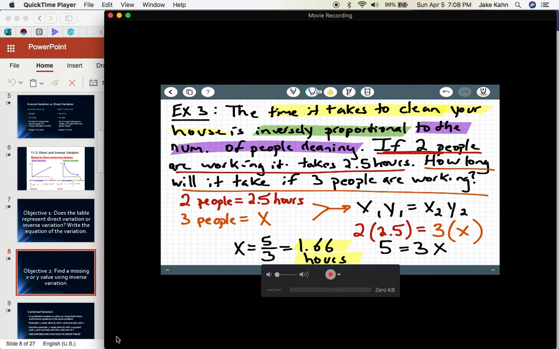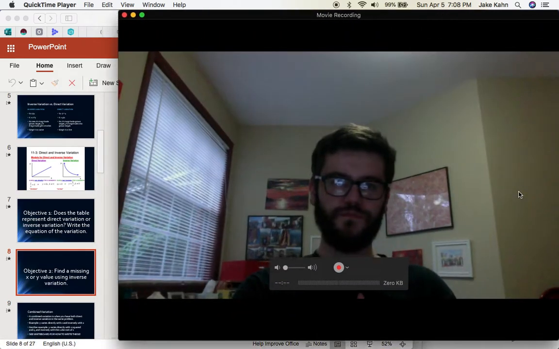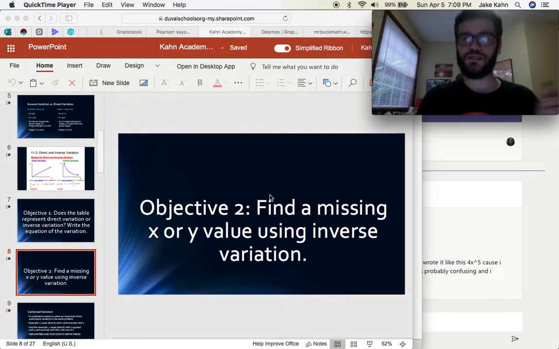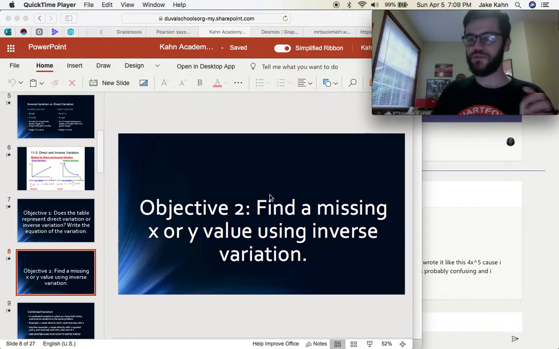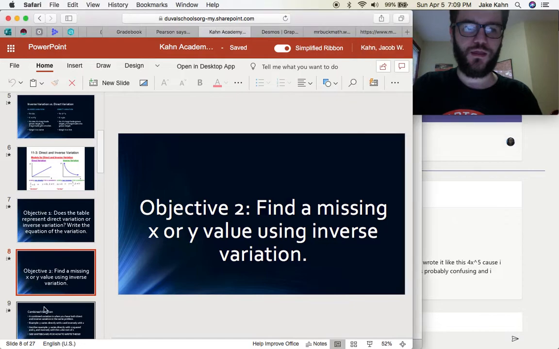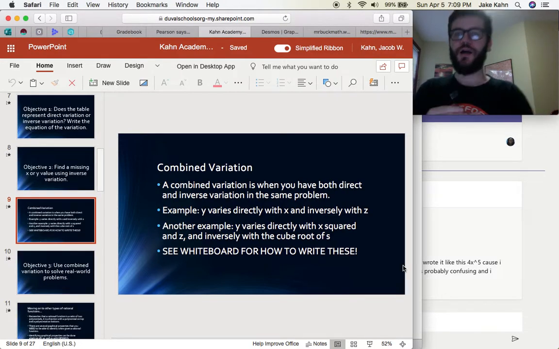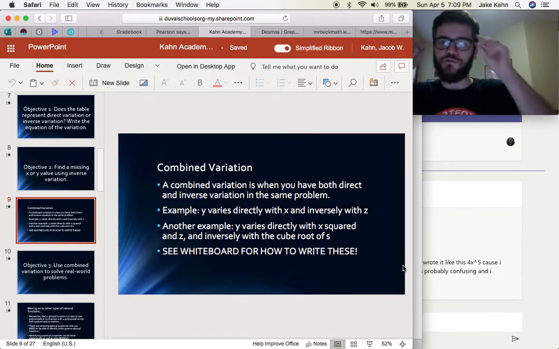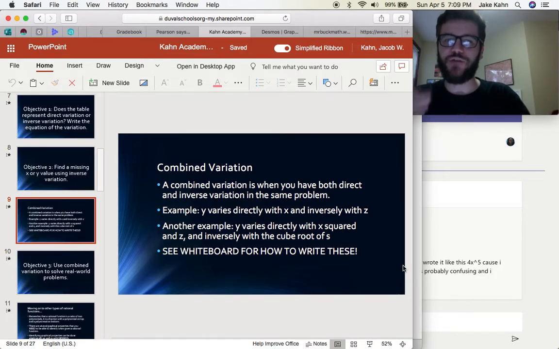And let's keep on moving. So we've got 5 total objectives here. Let's keep going. Our last part of inverse variation, this is our first part of the unit. The last part of wrapping up this intro part with inverse variation is talking about something called combined variation.